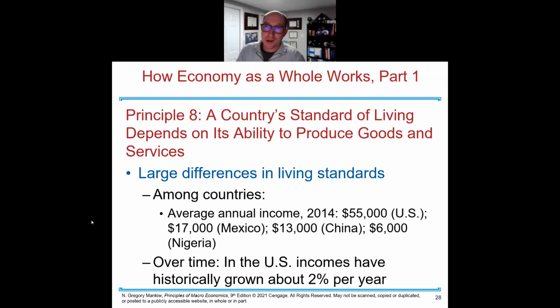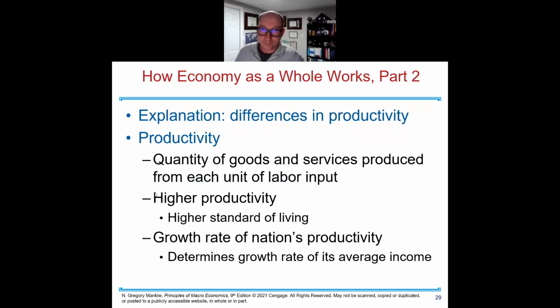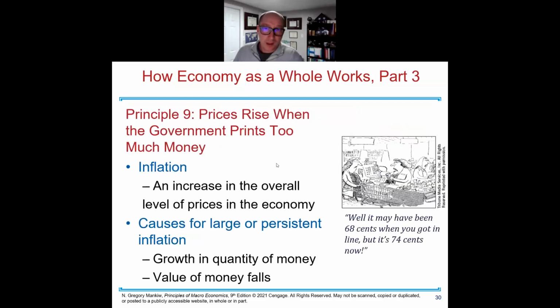Principle 8 is the country's standard of living depends on the ability to produce goods and services. The more that we produce and the more efficient we are at producing, the better off our overall economy is. This also explains why there's certain quantities of goods and services over others. The higher the productivity, the higher the standard of living is, and the growth rate is also higher for that country.